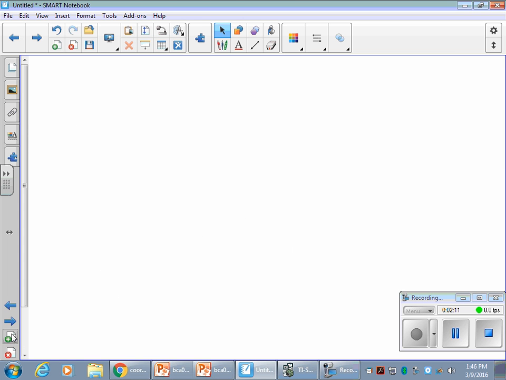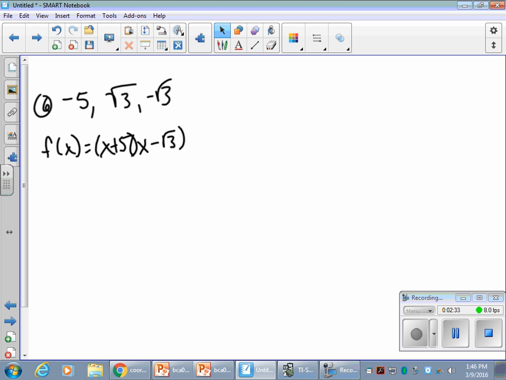What if I have a problem that instead of all integers has some square roots, like problem number 6? What if my zeros are -5, the square root of 3, and the negative square root of 3? These come in pairs, so if I have one, I have to have the other. So my factors would be x plus 5, x minus the square root of 3, and x plus the square root of 3. I've got to distribute all these factors out. I would multiply the ones with the square roots first. You don't have to; you can do the other two first, but I think that's a little more difficult.